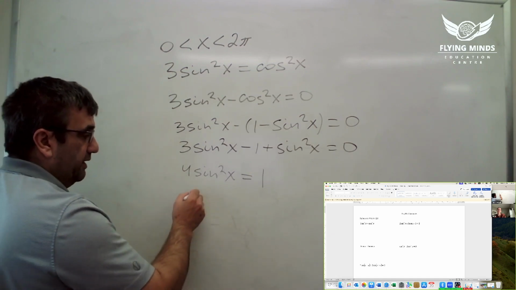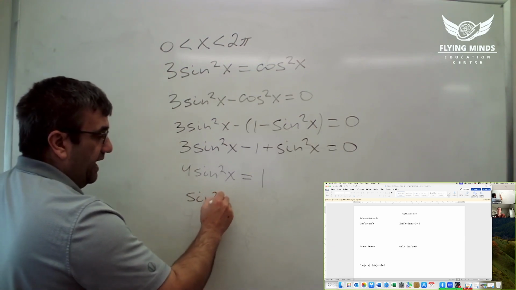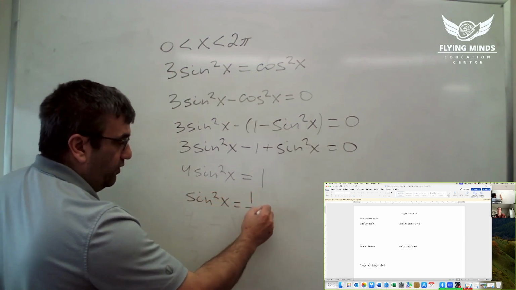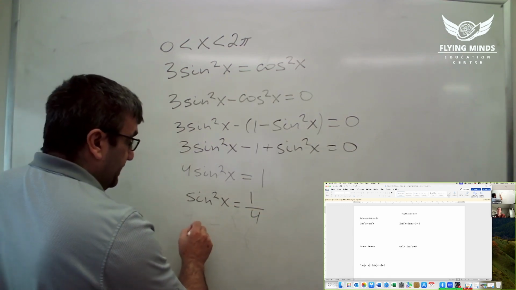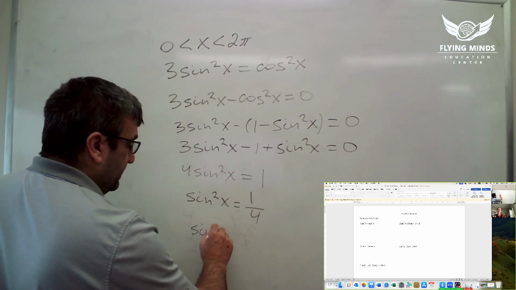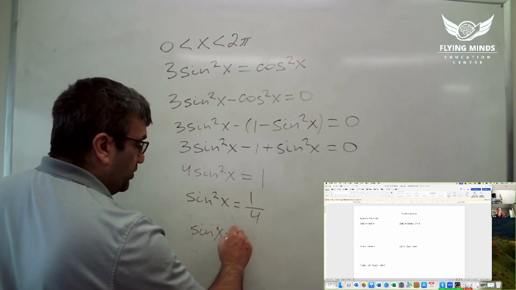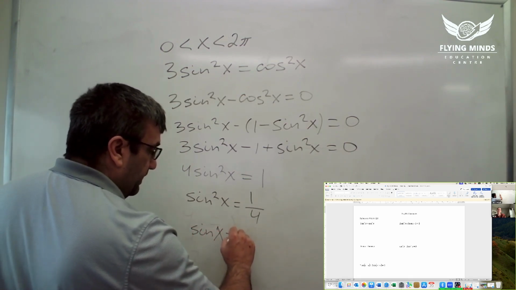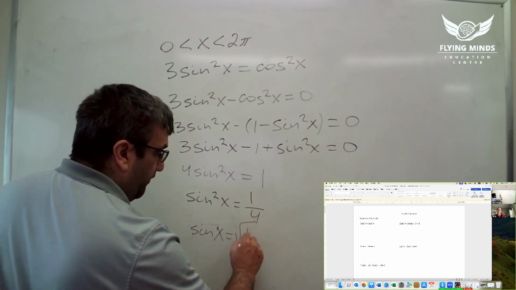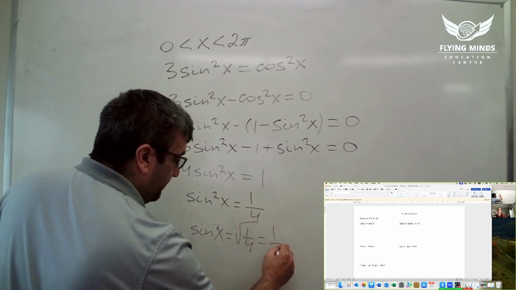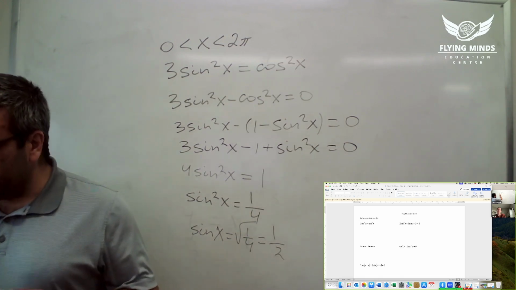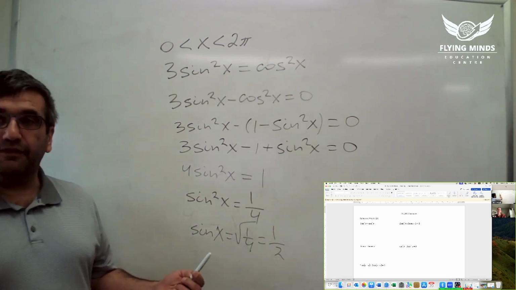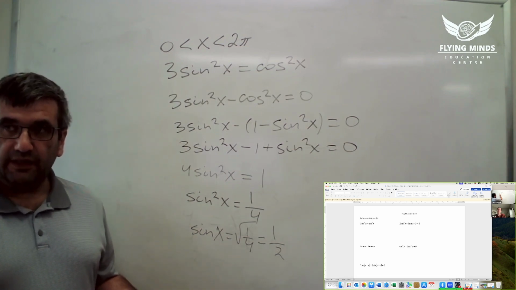And then what? Sine squared x equals to 1 over 4, right? And then square root that? Yeah, and then sine x equals to the square root of 1 over 4, which is half, right? So now tell me, sine of what angle equals to half? I do sine inverse, right? Of 1/2.